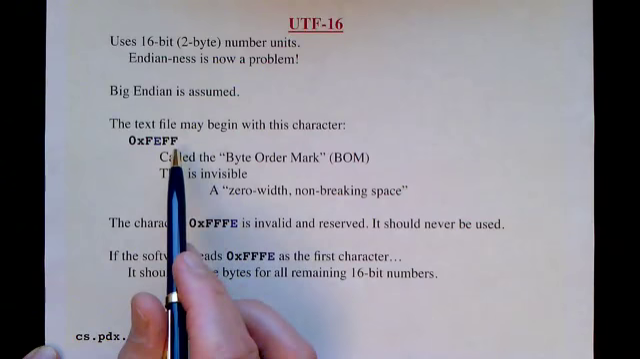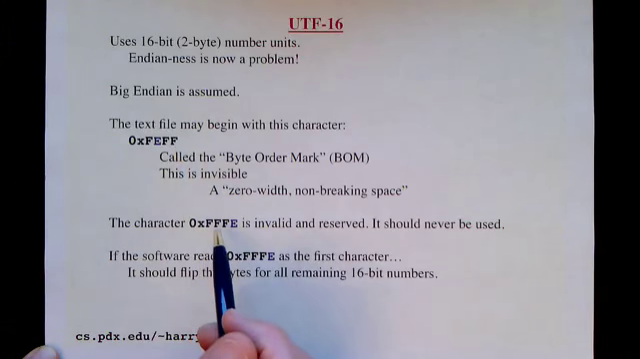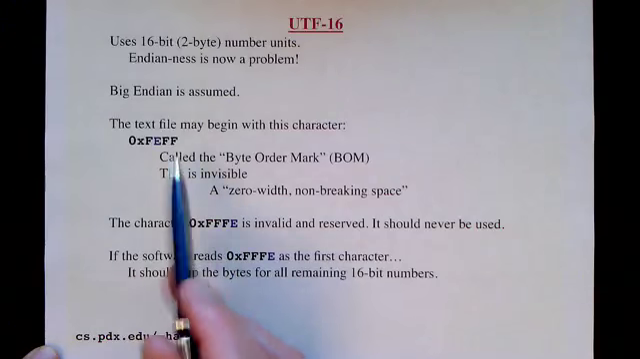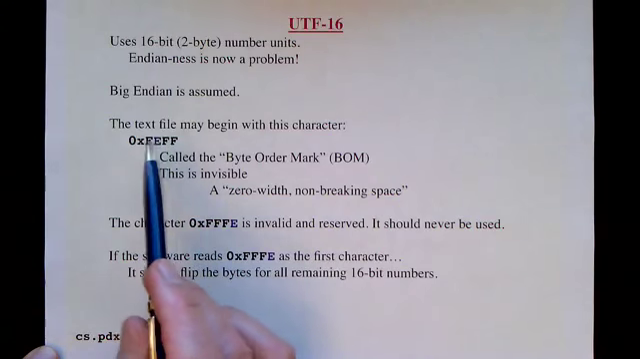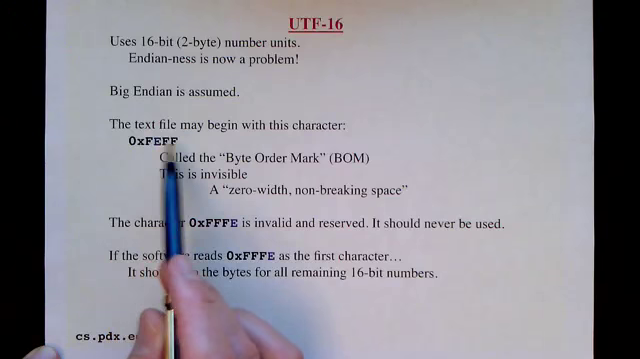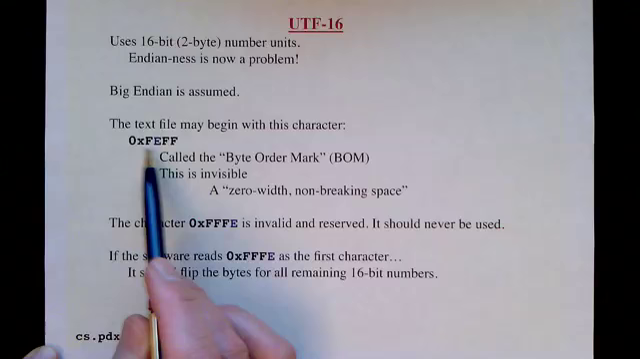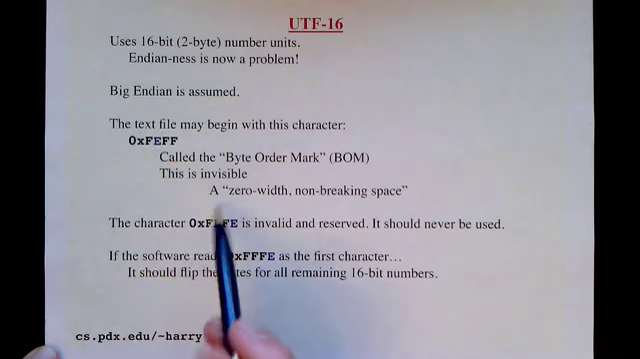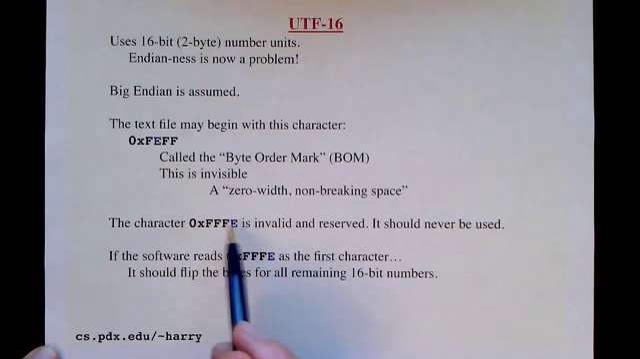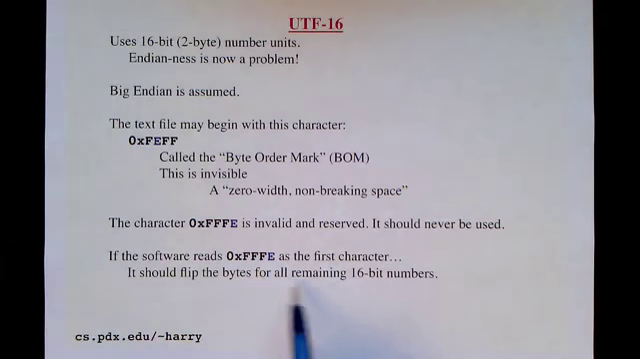So this byte order mark should appear as the first character in a file, and it allows the software that's reading it to verify the byte order, that the byte order is correct. If we read it in as FE, FF, we are getting the most significant byte in the right spot. If the software reads it in and sees this, then it's getting the bytes in reverse order, and from then on, reverse every single 16-bit number, reverse the bytes. If the software reads FFFE as the first character, it should flip the bytes for all the remaining 16-bit numbers.